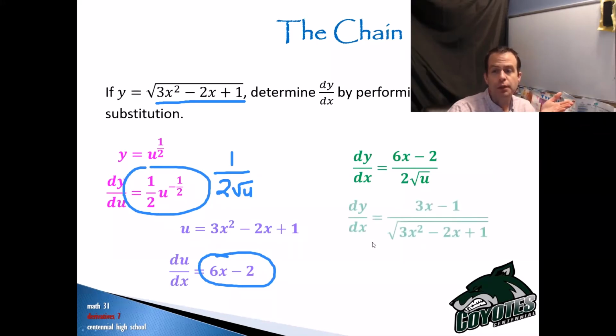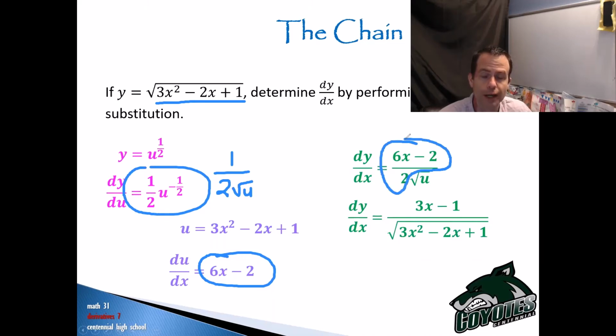So u is 3x squared minus 2x plus 1. And then the only other thing I did here was I simplified it. I essentially reduced my fraction. So 6x minus 2 over 2, I can divide that and that would become 3x minus 1 over 1. I just took a 2 out of both of those.